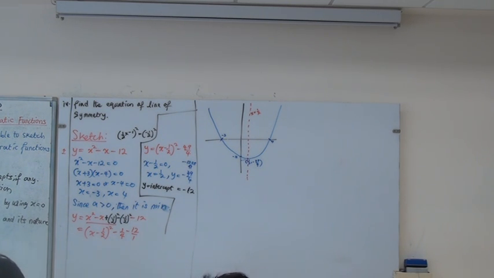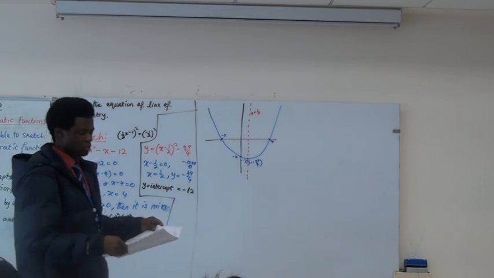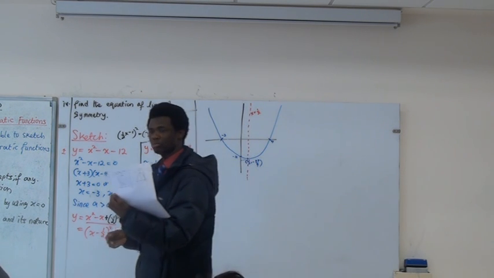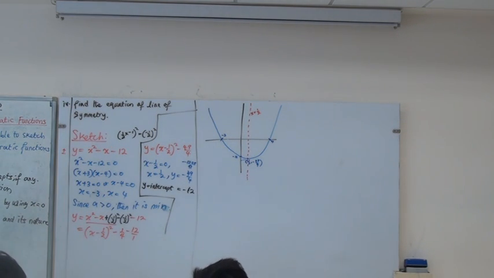First part is for you to do the maximum minimum, and the other part is for you to sketch, while the last part is for you to give me the equation of the sketch that I put there.